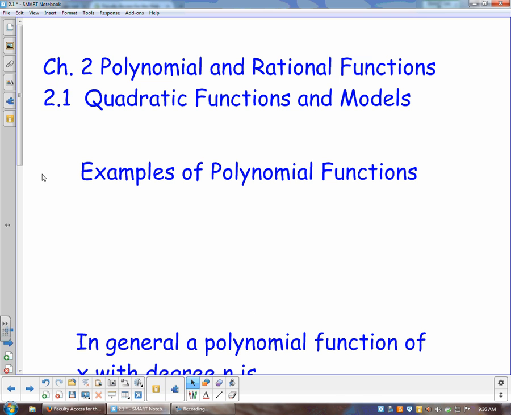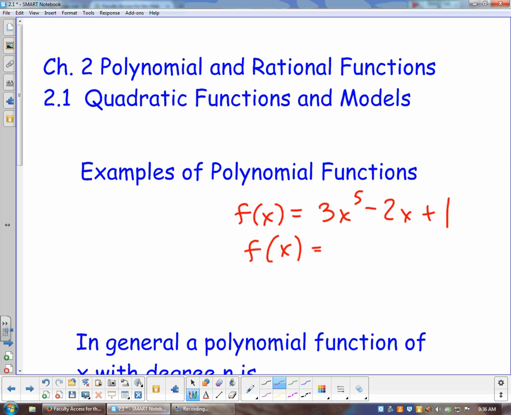Okay, all right, so 2.1, quadratic functions and models. Some examples of polynomial functions might be f of x equals 3x to the fifth minus 2x plus 1. Same thing here: f of x equaling 7 halves x squared plus 3x. f of x equaling 6 would also be an example of a polynomial function.